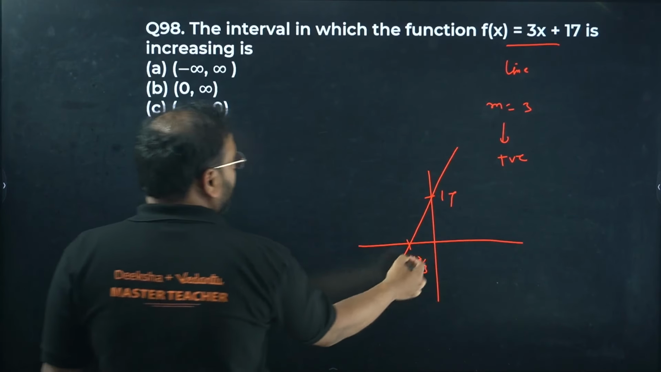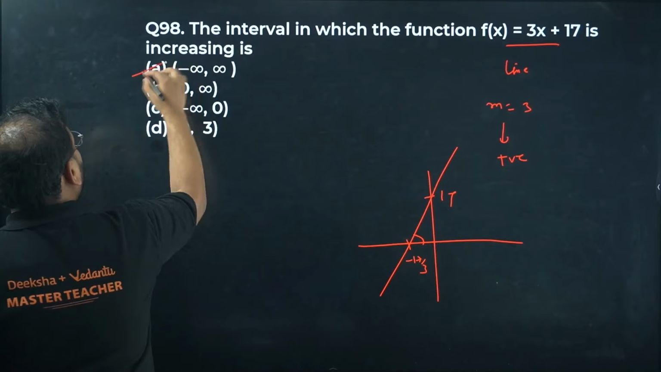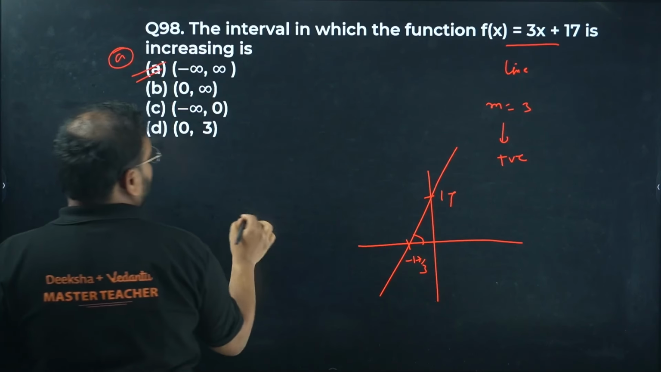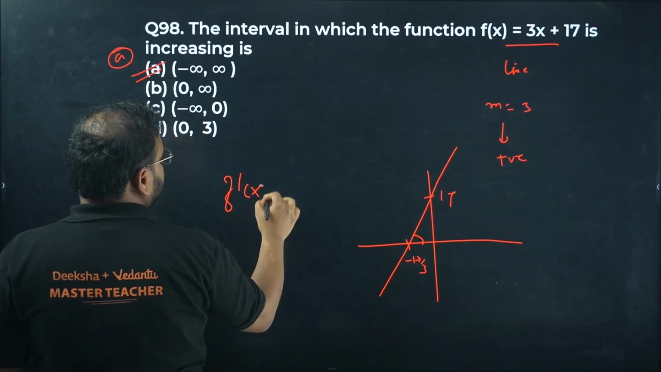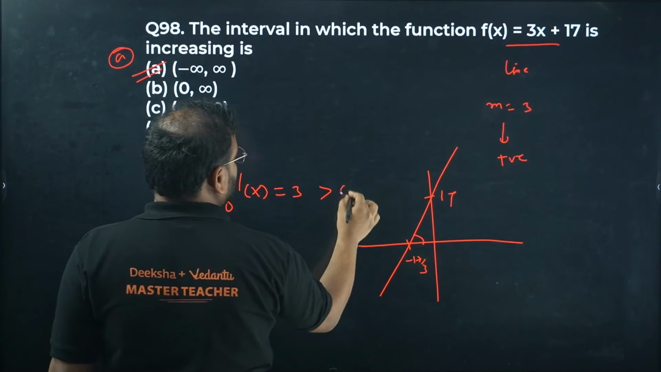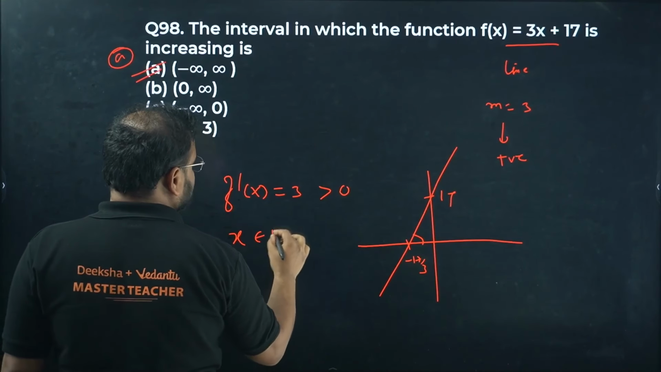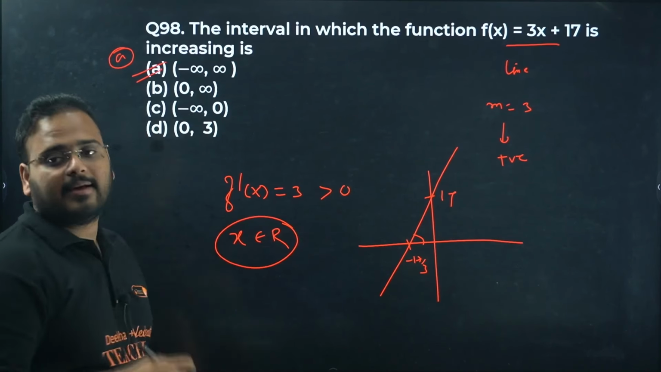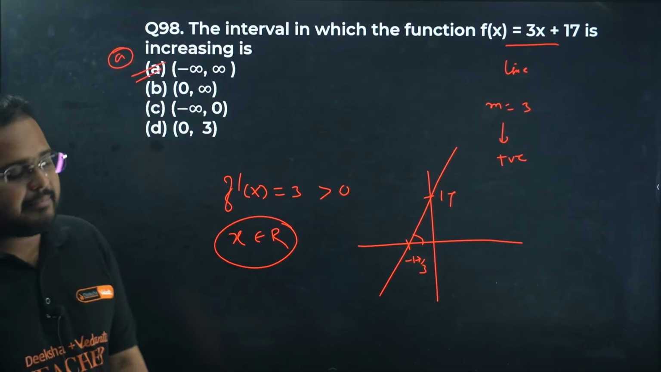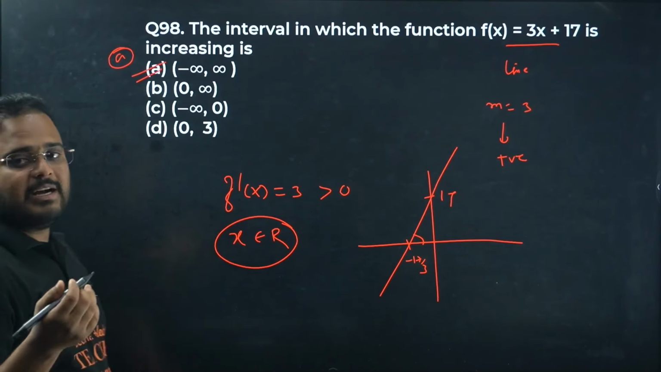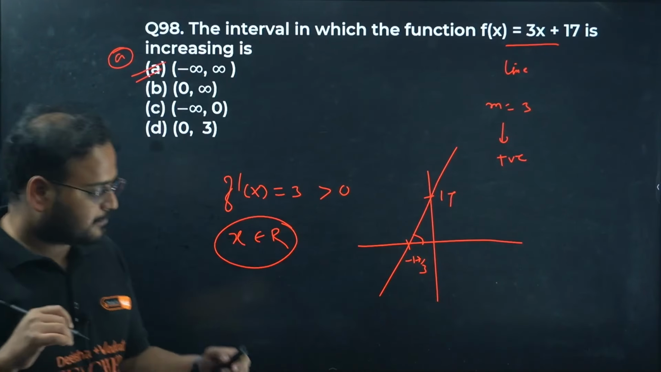So basically this is always increasing in nature. Answer will be all real numbers. If you want to have the derivative approach, find the derivative. Answer is 3, which is always more than 0 for all x belonging to real numbers. Any real number you take, the derivative is positive. It means always increasing for the entire real number line. It's a straight line.